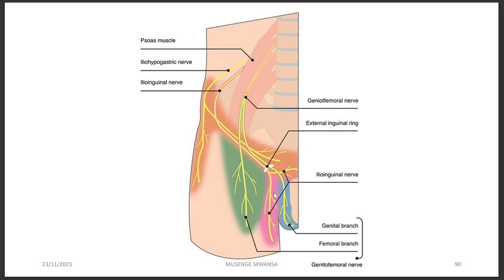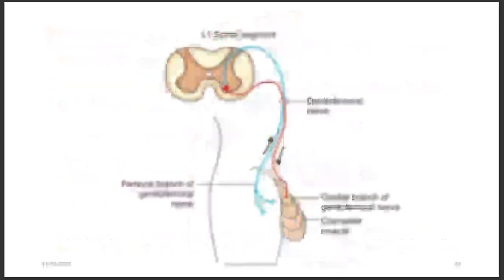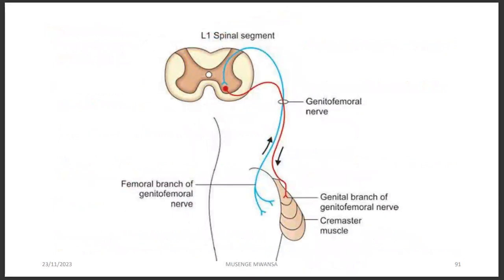The ilioinguinal nerve is more on the medial aspect. So if you touch a guy in this region, the impulses will go up to L1 and reach the spinal cord, go to the brain, and then impulses will go down via the genital branch of the genitofemoral nerve to the scrotum, and that will cause arousal. So that is what is known as the cremasteric reflex. That is how it goes.